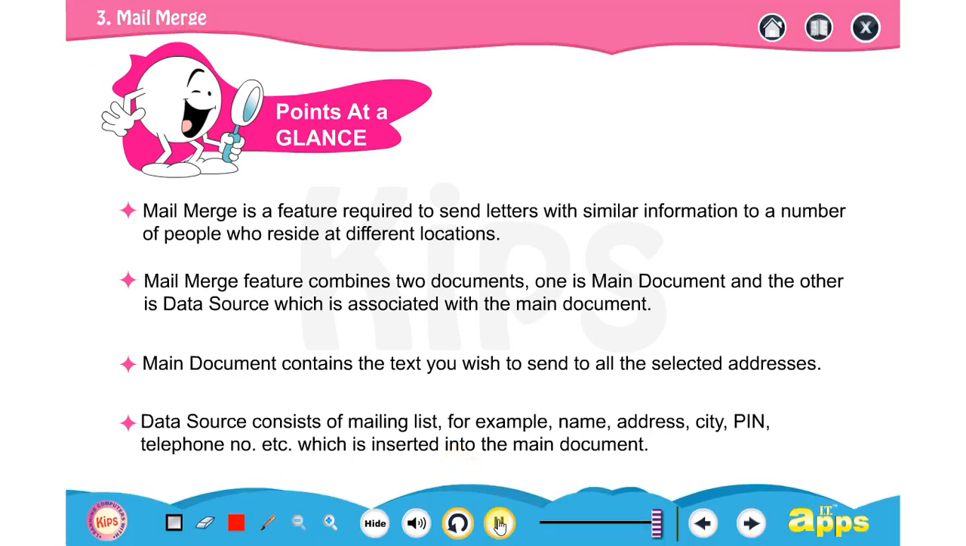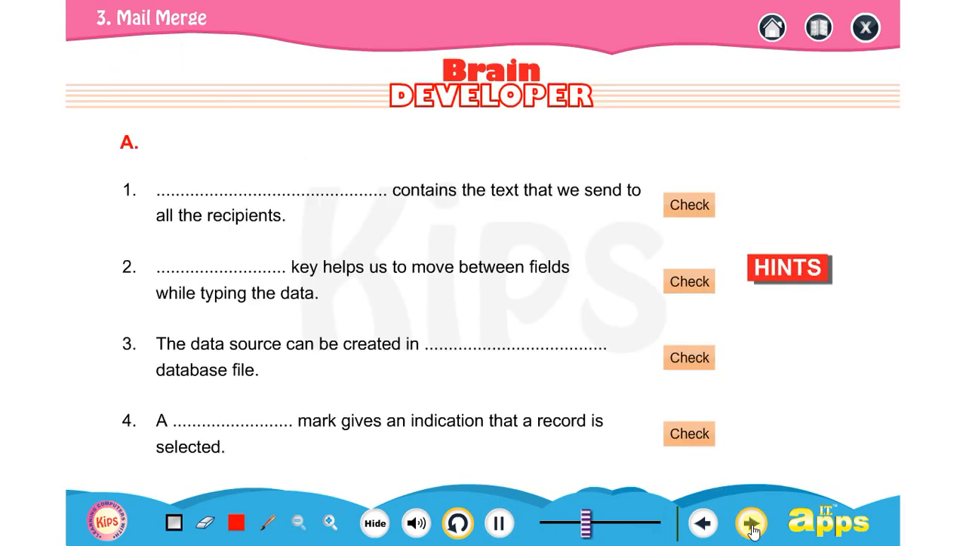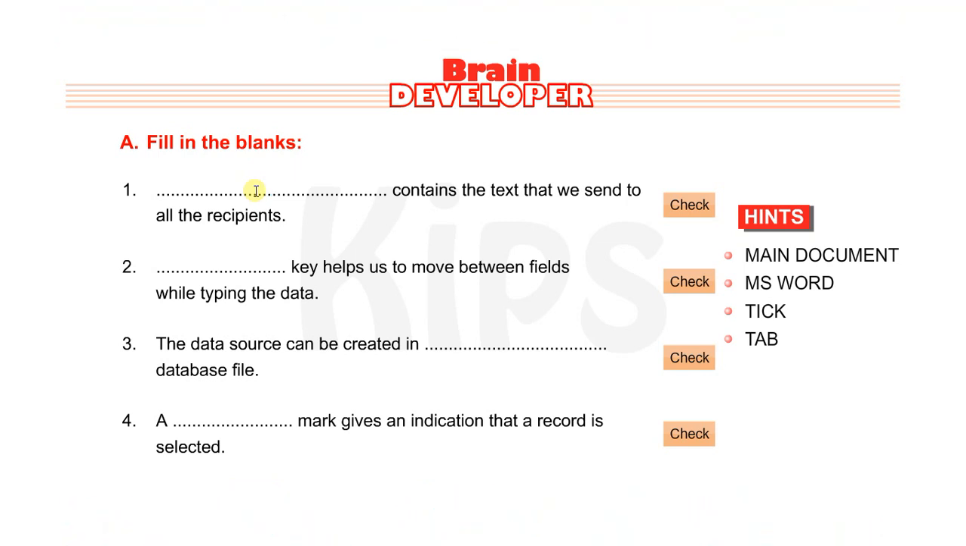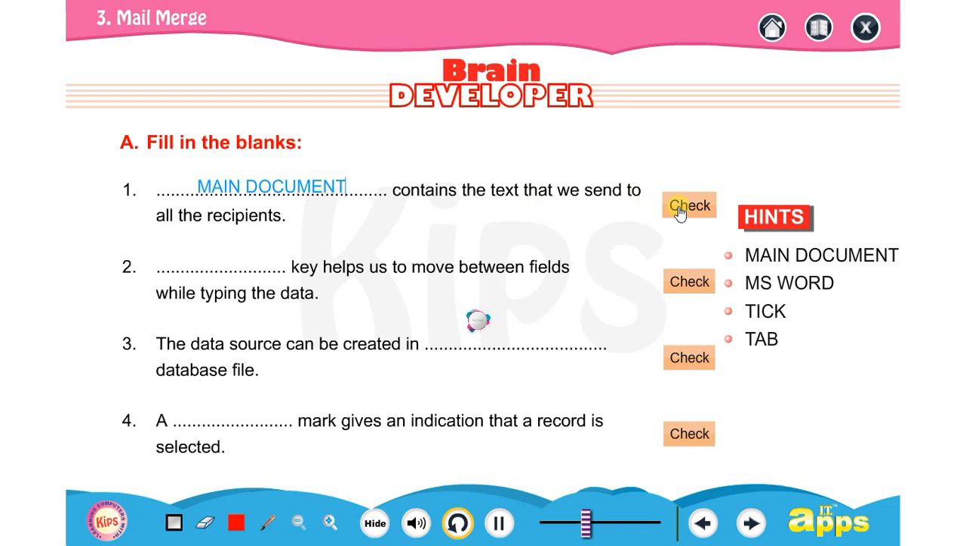Further, we have the exercises now. Fill in the blanks. We can see the hints and then accordingly we have to fill. First, dash contains the text that we send to all the recipients. So it is main document. Now here we have to fill main document, and check the answer. That's right.